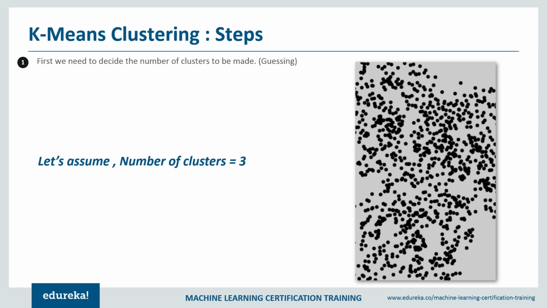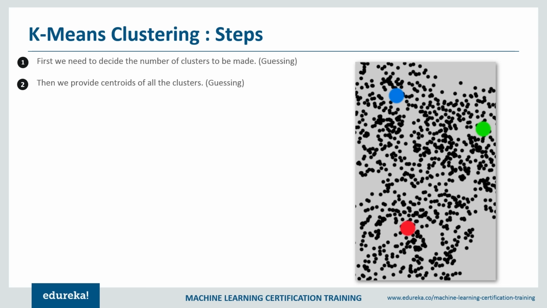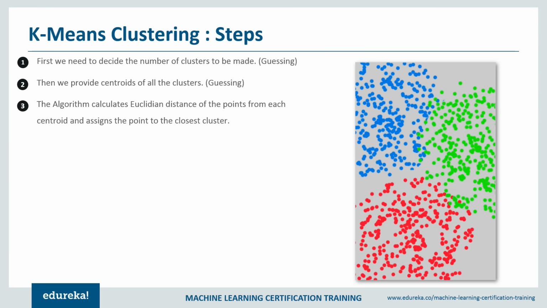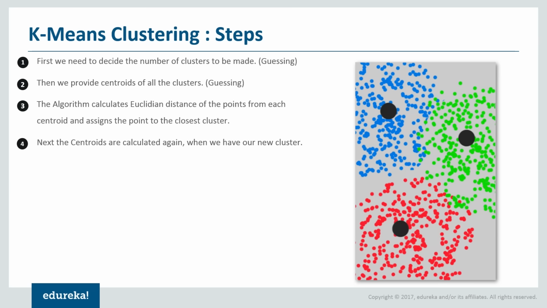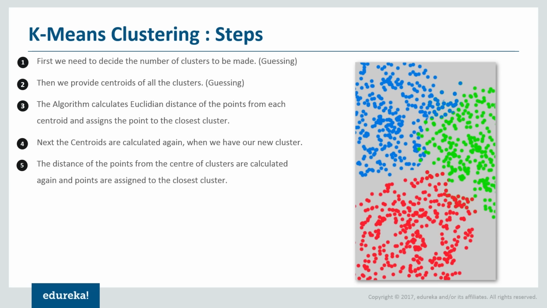So let me show you how exactly clustering works with an example here. So first we need to decide the number of clusters to be made. Now, another important task here is how to decide the number of clusters. We'll get into that later. So first, let's assume that the number of clusters we have decided is 3. So after that, we provide the centroids for all the clusters, which is guessing. The algorithm calculates the Euclidean distance of the point from each centroid and assigns the data point to the closest cluster. Now, Euclidean distance, all of you know, is the square root of the sum of the squares of the distance. So next, when the centroids are calculated again, we have our new clusters.